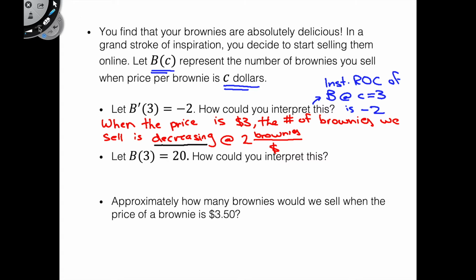And next question here. So this is now asking us, let b of 3 equals 20. How could we interpret that? Well, b of 3 is not even asking us about the derivative. It's just asking us about the original function. So we know that b of c tells us the number of brownies we sell for this price. So all that's saying is that when the price is $3, we sell 20 brownies.